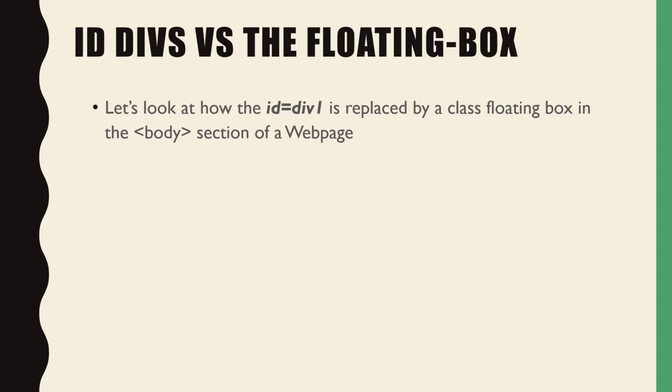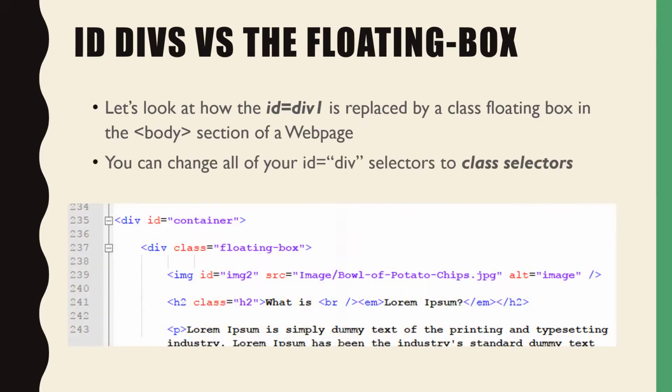Let's look at how the ID equal div1 is replaced by a class floating box in the body section of a web page. You can change all your ID equal div selectors to class selectors. If you notice, after the ID container tag, instead of having ID equals div1, I now have class equal floating-box.